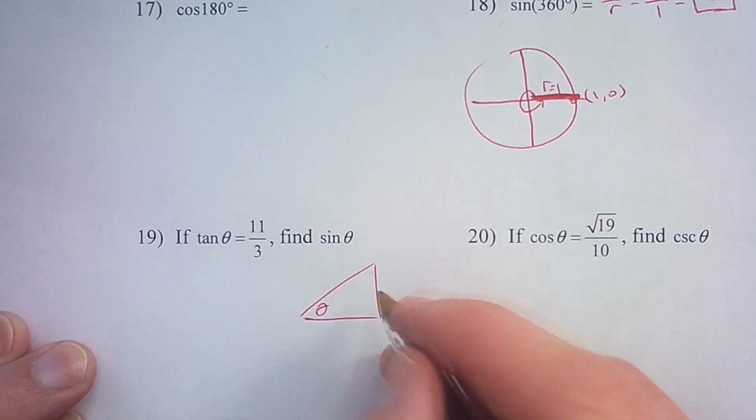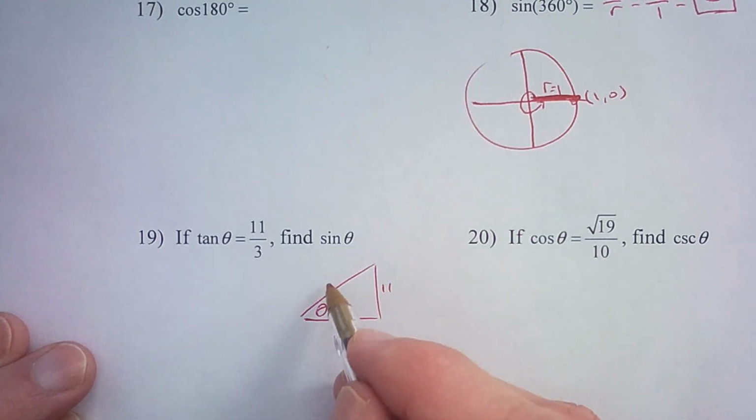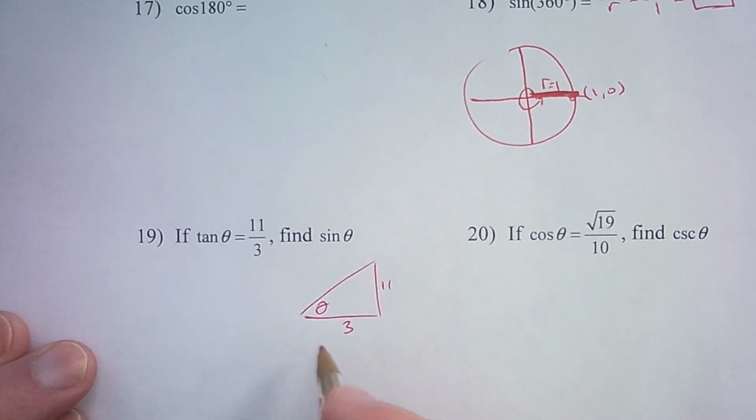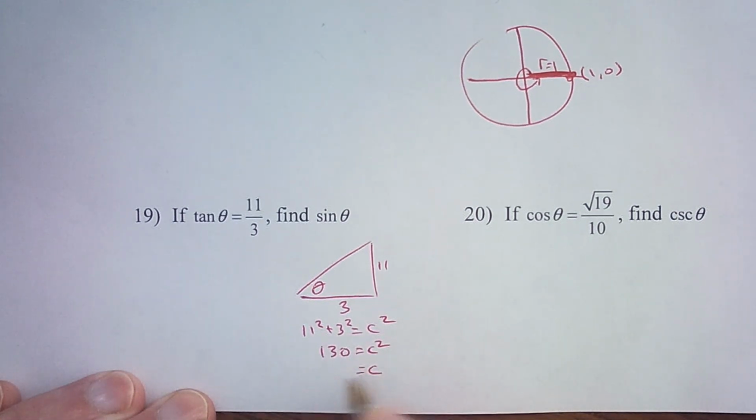And tangent is opposite over adjacent, so that's 11 over 3. Okay, so we'll do the Pythagorean theorem to find the hypotenuse, so we can do sine. So that's 11 squared plus 3 squared equals c squared. So that's 121 plus 9, so that's 130 equals c squared. Okay, now the value of c is the square root of 130.